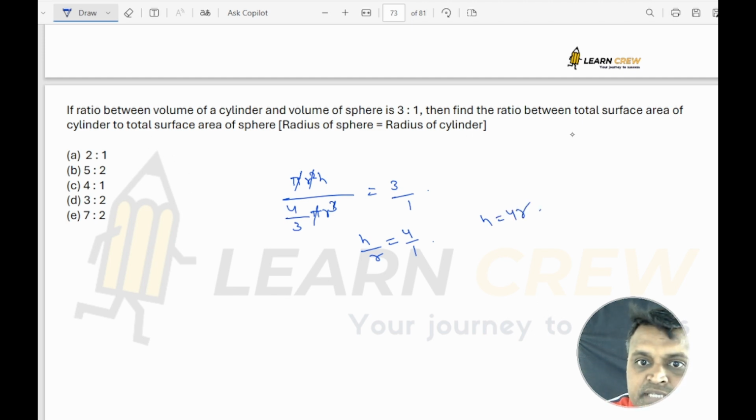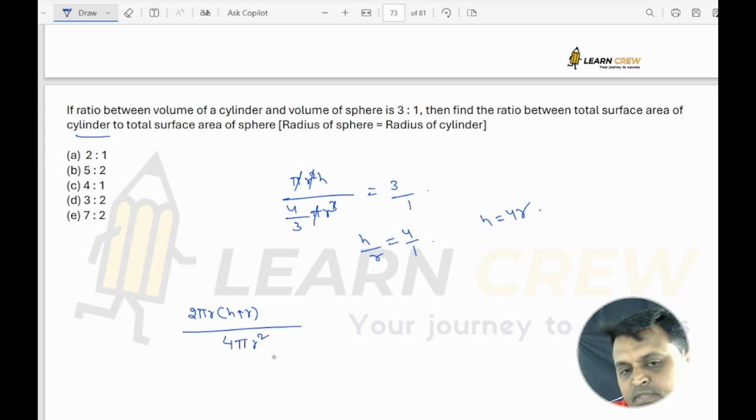Now what is asked here? Find the ratio between total surface area of a cylinder and total surface area of a sphere. Total surface area of a cylinder is 2 pi r into h plus r. Total surface area of a sphere is 4 pi r square. So what is the ratio of these two? 2 pi r, h is 4r plus r, divided by 4 pi r square. Pi cancels. So now here it is 4r plus r.